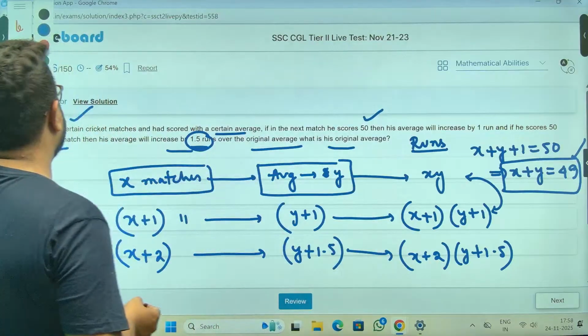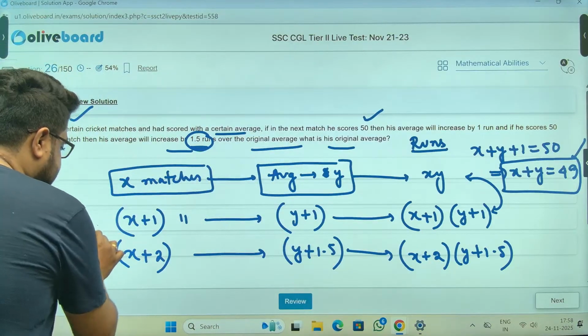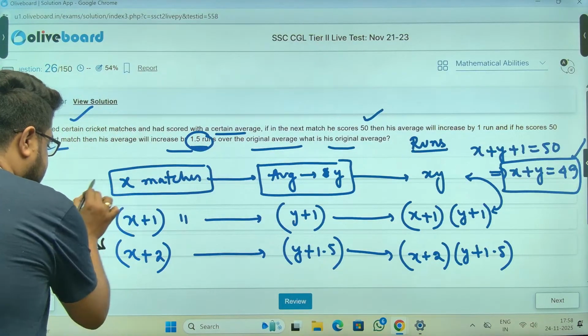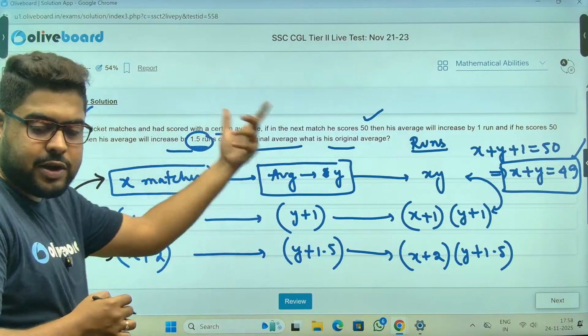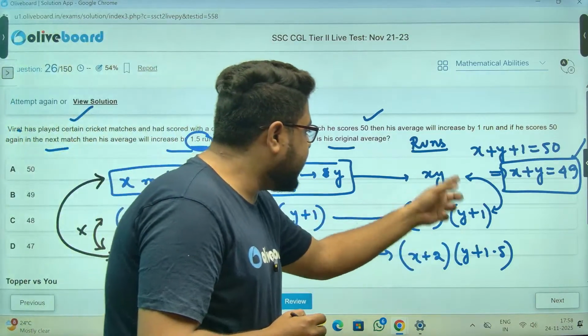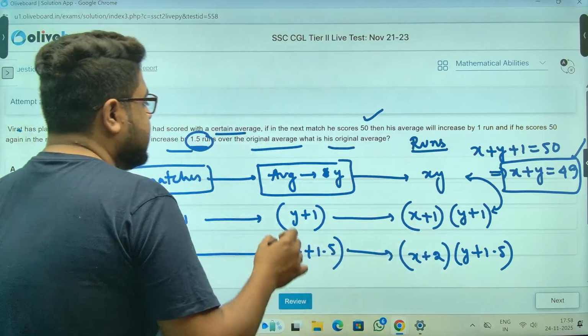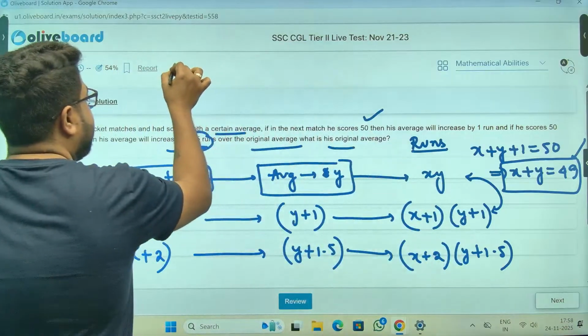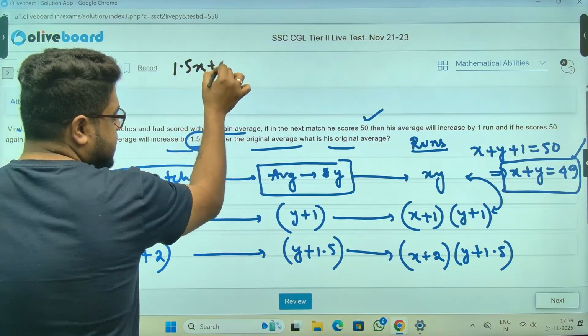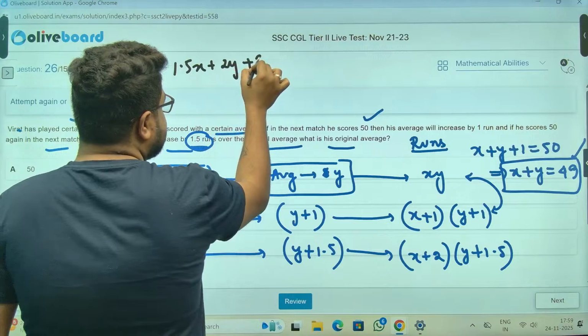Now, the mistake many students make is they take these two. Don't take that. Take these two, sir. It will be better for your calculation. Sir, xy cancels. Remaining is what? Sir, x into 1.5. 1.5x plus 2y plus 2 into this is 3, sir.